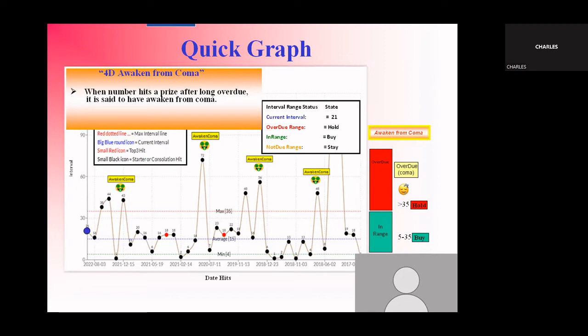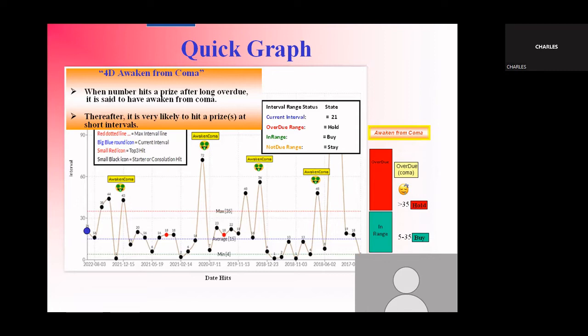Okay, now when a number hits a price after a long overdue, it is said to have awakened from coma. Next, thereafter it is very likely to hit price or prices at short interval. I have mentioned a little bit before. Now I want to explain in greater detail. Okay, just now I was mentioning this number that hit after a long overdue, right? So it hit after 45 interval.